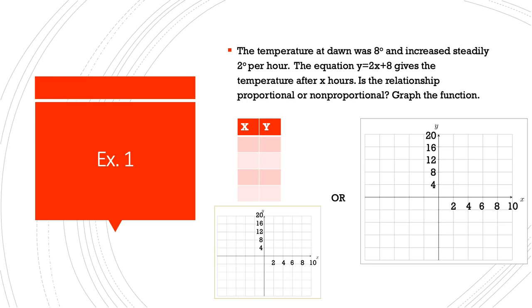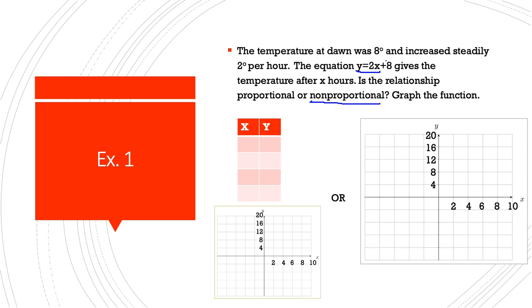Okay, so we can tell whether this is proportional or not proportional right off the bat. If we look at the equation y equals 2x plus 8, if it was proportional, it would stop right here, at the y equals 2x. But because it has this plus 8 at the end, that's telling me that it's not going to go through the origin. Okay, that's telling me that it's going to start at 8. At the beginning of the school year, we graphed equations in y equals mx plus b form, slope-intercept form. And if you remember, this number out here was our y-intercept, and that was the point that we started. Okay, so we already know that this is non-proportional, but we're going to graph it and just show you.